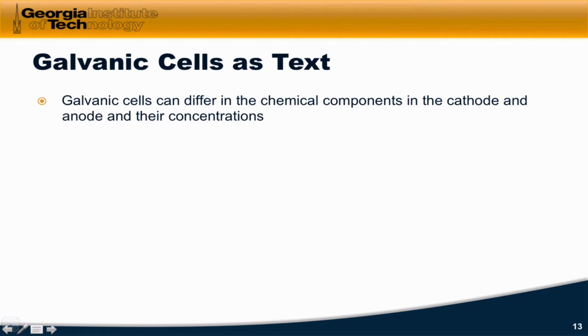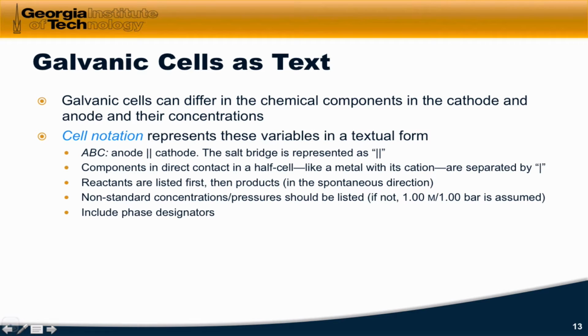So galvanic cells can differ in their chemical components, the chemical components of the cathode and anode, as well as the concentrations of those components in the aqueous phase. The textual convention for galvanic cells, called cell notation, encodes these differences in a textual form. And the general convention to remember, the mnemonic, is ABC. We write the anode first, followed by two double lines to represent the salt bridge, and then the cathode.